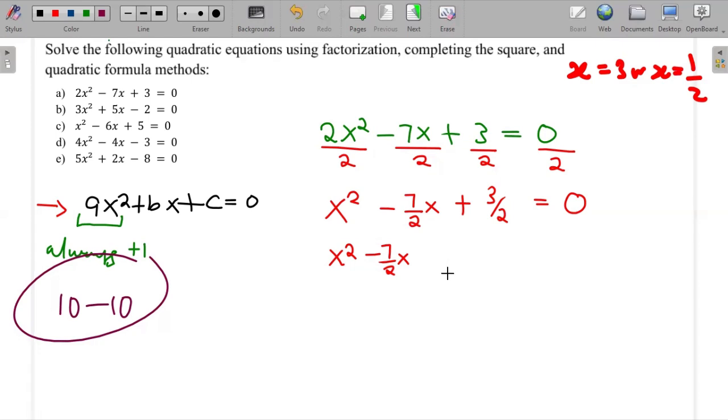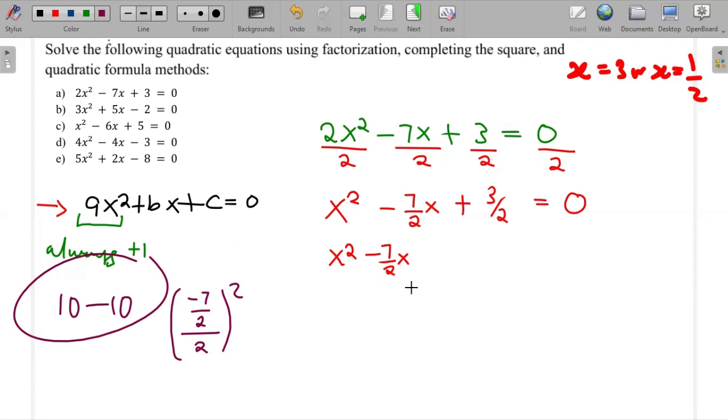You create the special 0 by getting the coefficient of x. What is the coefficient of x here? The coefficient of x is minus 7 over 2. You get the coefficient of x, whatever it is, divide it by 2, and then square the expression. Then the expression that you're going to have, add it and then subtract it.